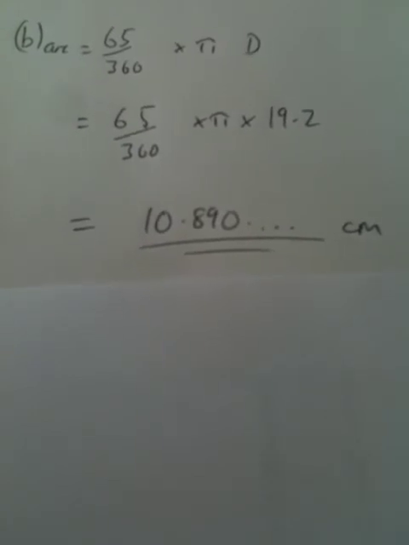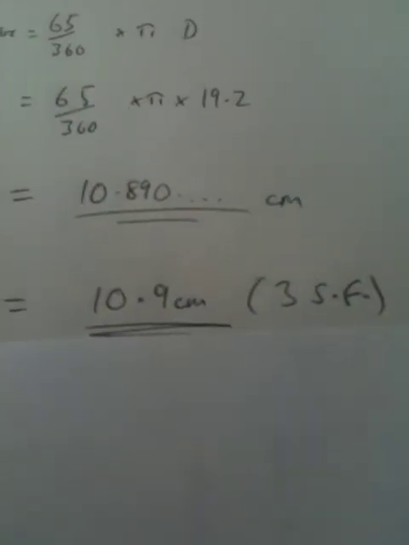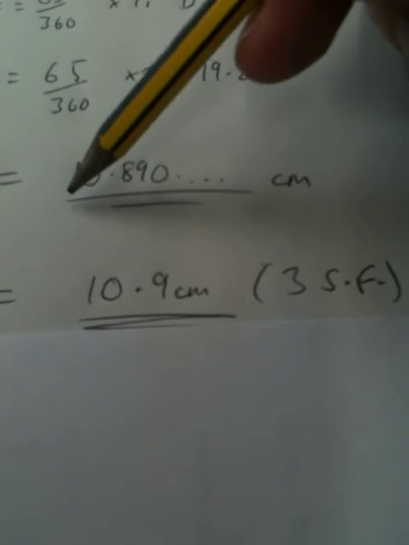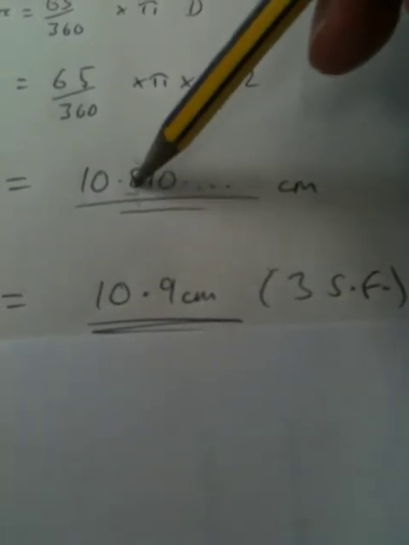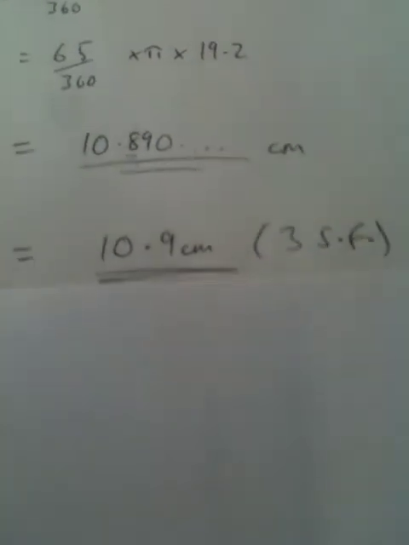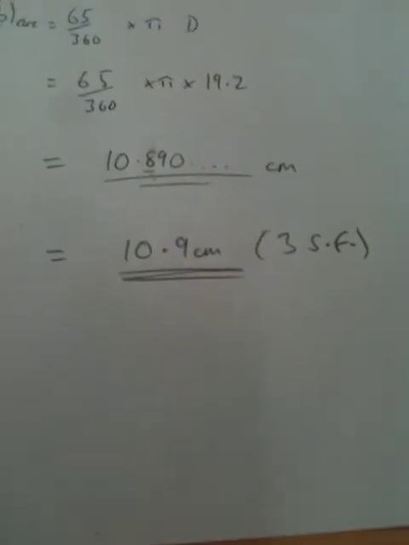centimeters. Question asked us to round it to 3 significant figures. Remember, significant figures, guys, the first to third number along is 1 decimal place, so in this case we're going to round it to 1 decimal place. And that is the fourth part of it.